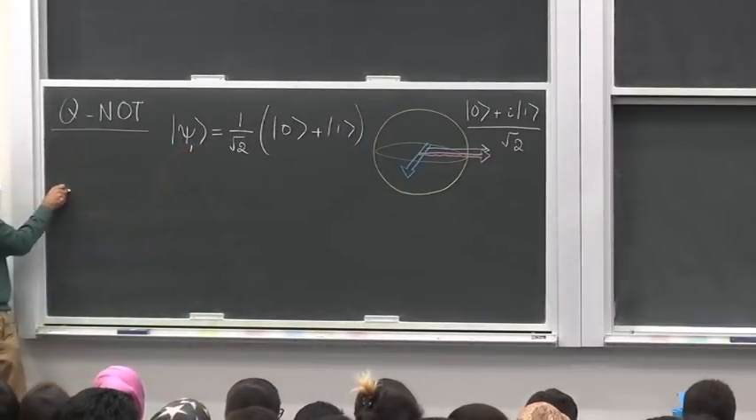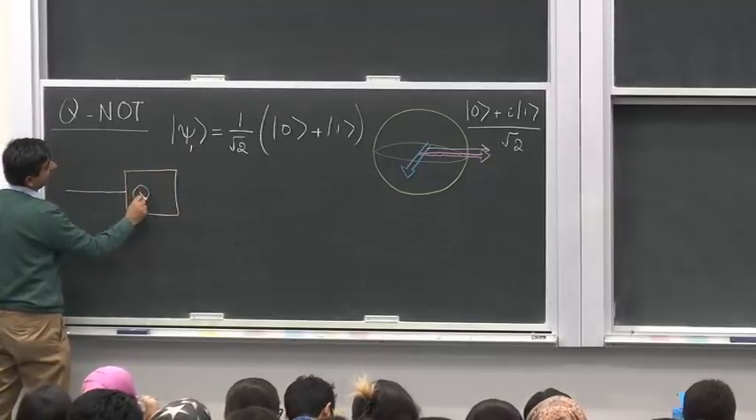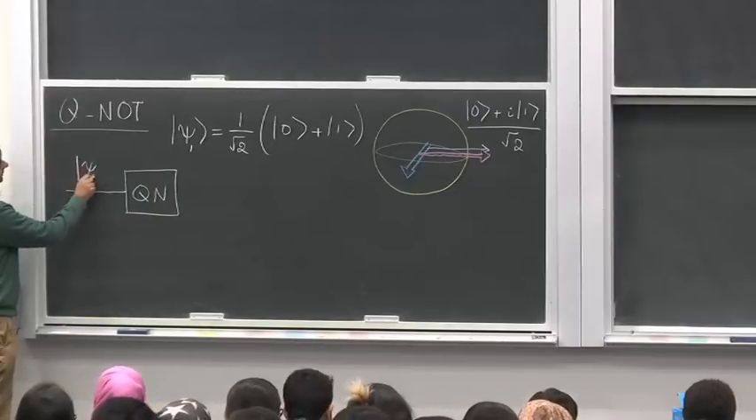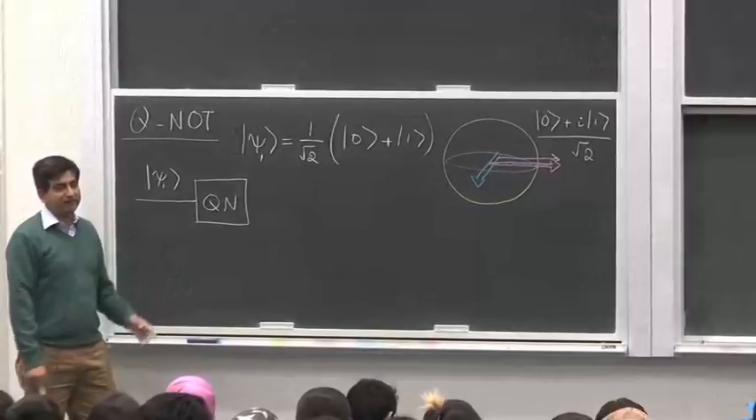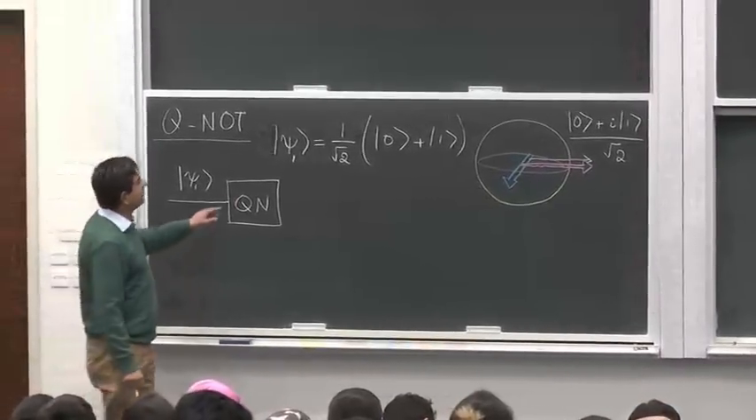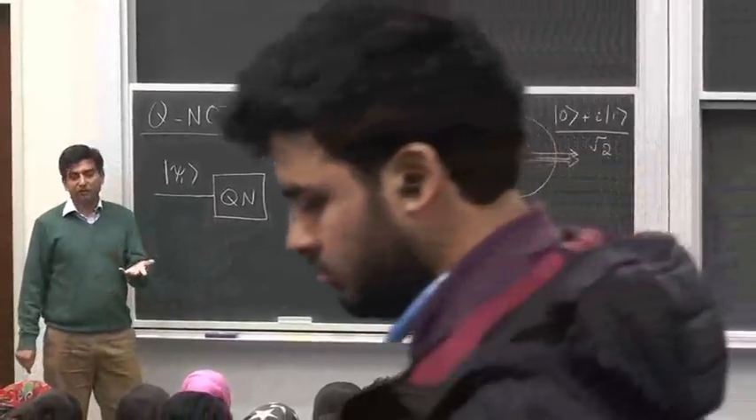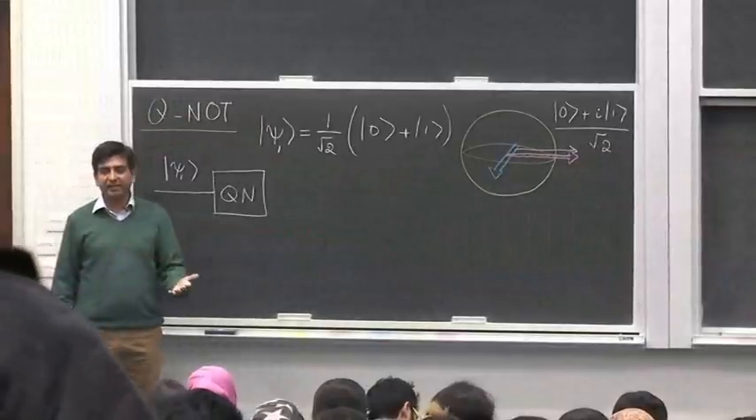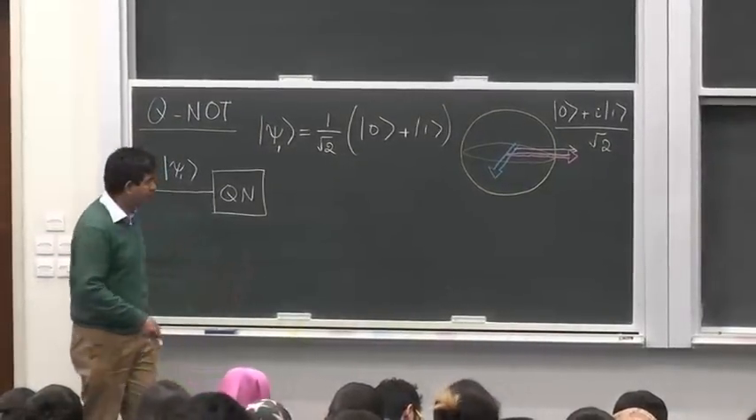Now I have a quantum circuit in which there is a quantum NOT gate, and I feed a state into the circuit, which means a qubit comes in which is in this particular state, and the quantum NOT gate transforms the state. So I get an output state. This is what happens in any logic gate: you have information coming in, you process it, and you give an output.